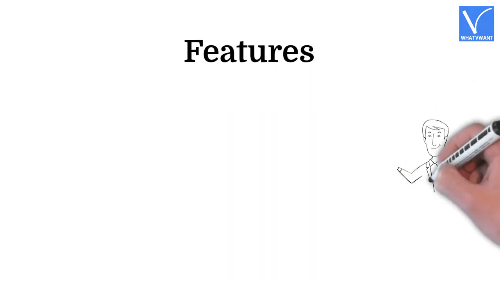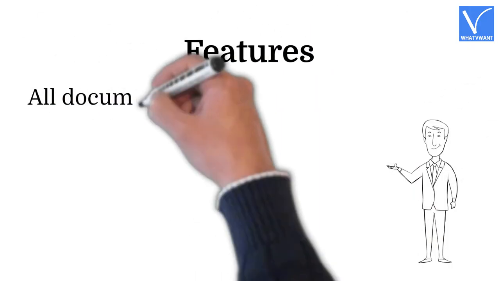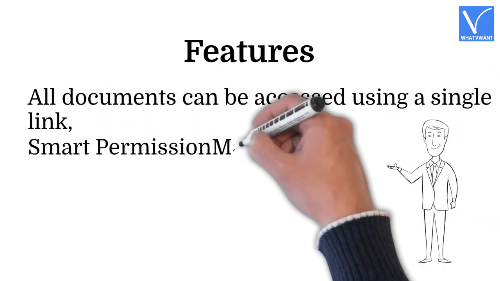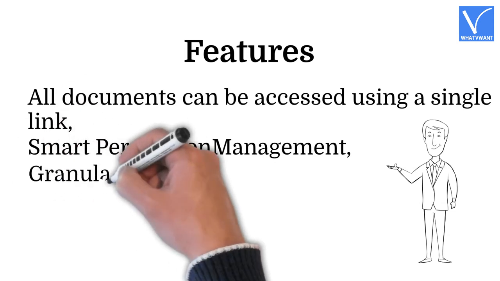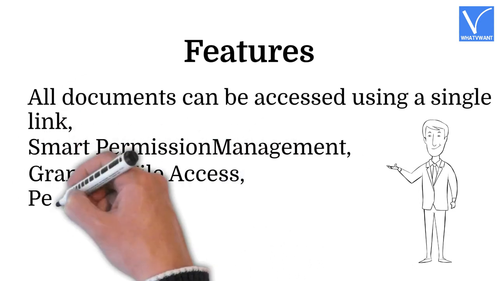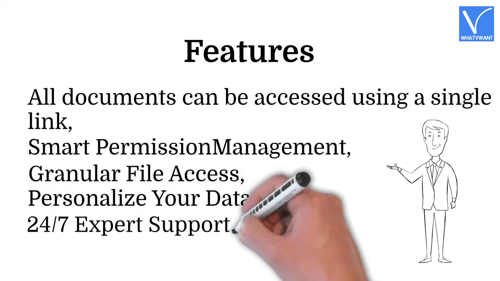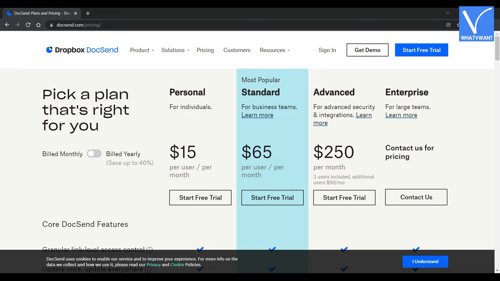Features: all documents can be accessed using a single link. Smart permission management. Granular file access. Personalize your data room. 24/7 expert support. Pricing: DocSend virtual data rooms are available in monthly and yearly billing. Here are the prices of monthly billing, and these are the prices of yearly billing.